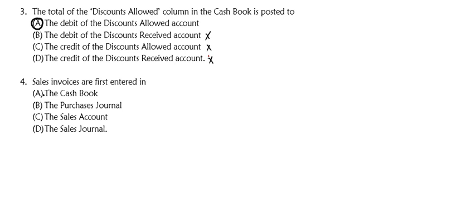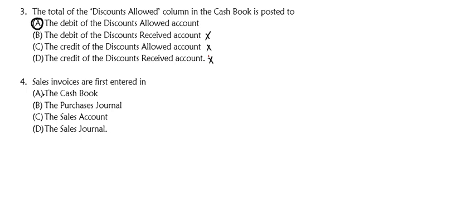Sales invoices are first entered in the cash book, purchases journal, sales account, sales journal. What is a sales invoice? A sales invoice is a formal document. It's a source document that is always issued by a seller to a buyer, detailing the goods or services provided and the total amount due.